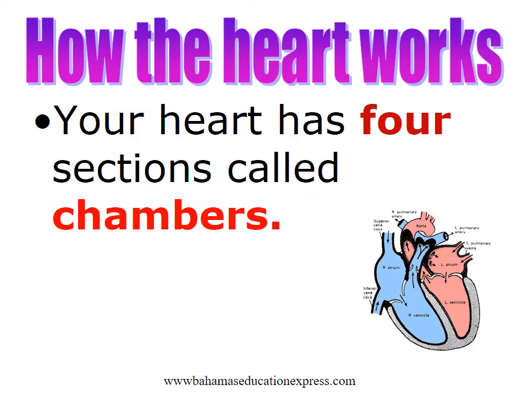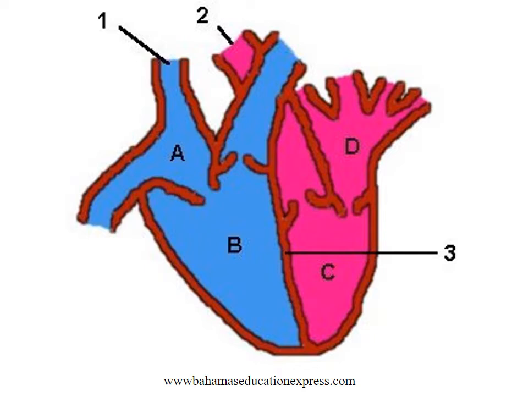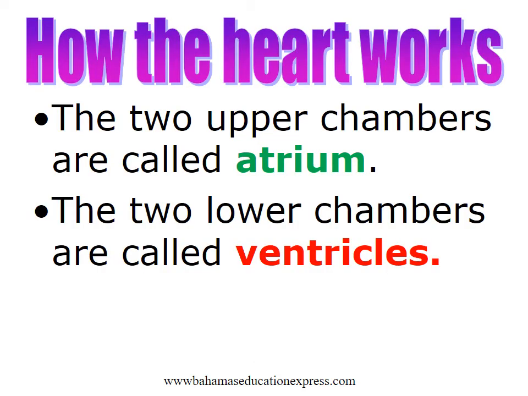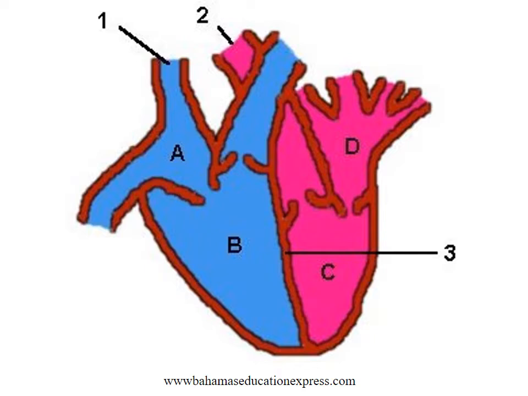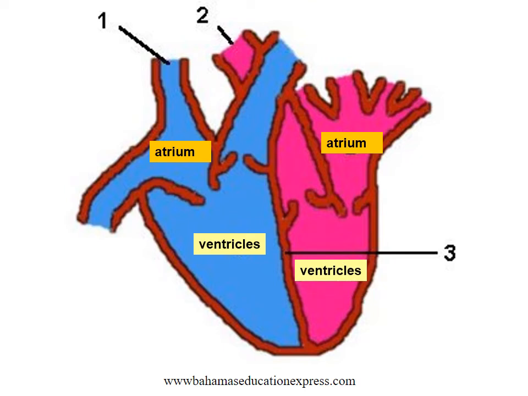How does the heart work? Your heart has 4 sections, and these are called chambers. So let's look at the chambers. We have the atrium, the ventricles. So there are the right and left atriums and the right and left ventricle.